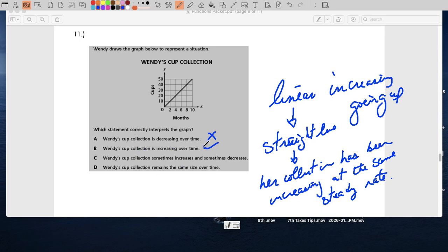True. Check mark. Wendy's cup collection sometimes increases and sometimes decreases. Absolutely not. Wendy's cup collection remains the same size over time. No. So the only one that's correct is that's her cup collection. Look, it's increasing as time progresses. As the months progress, her cup collection increases at the same rate.